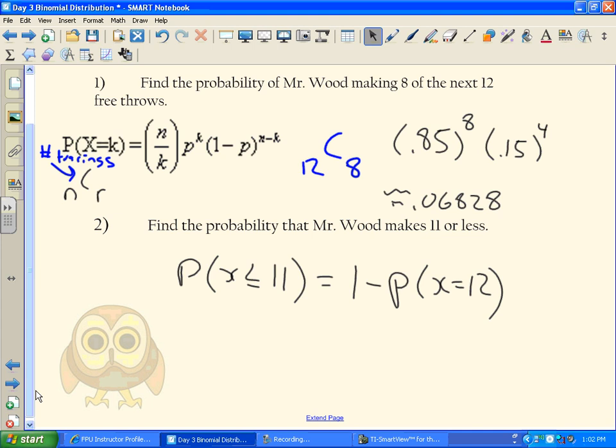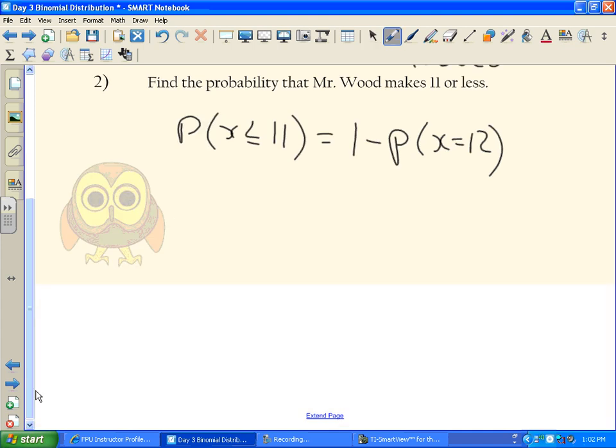What do we got? Here's how I want you guys to set this up, by the way, to show your work. This will be 1 minus, and then show me the calculation. So it's going to be 12 choose 12, times 0.85 to the 12th, times 0.15 to the 0. How many free throws am I making there?